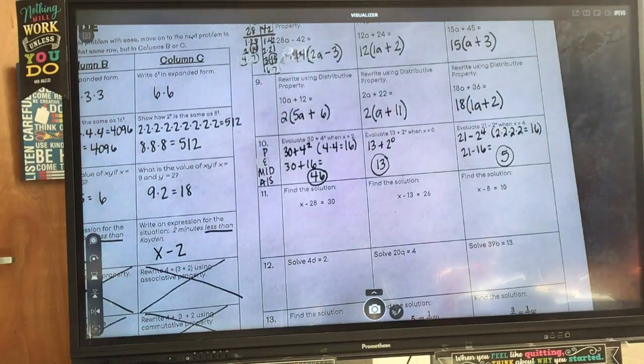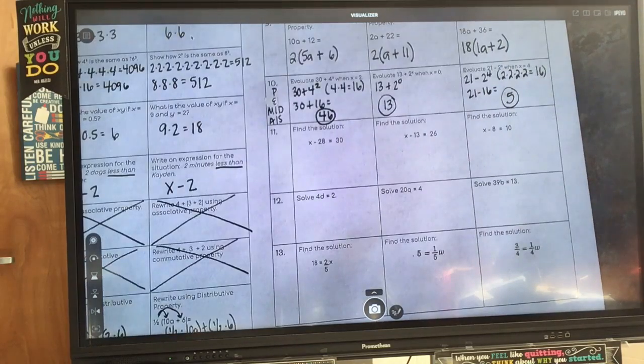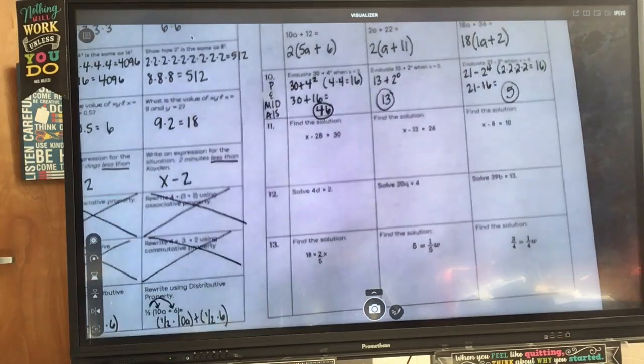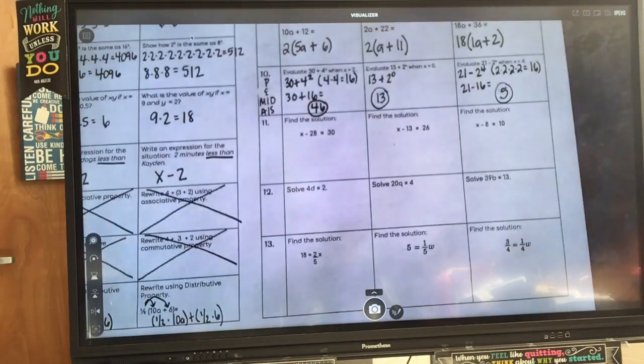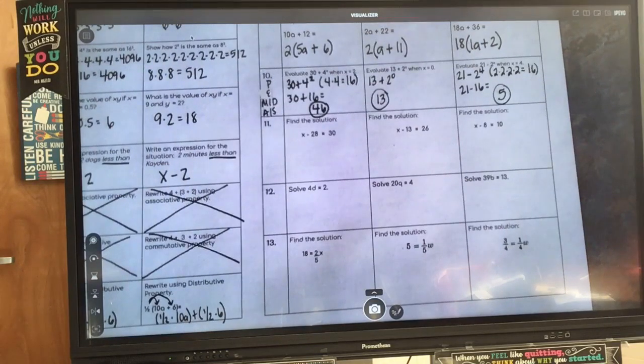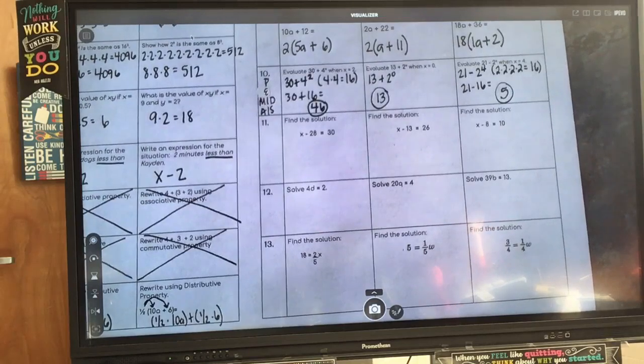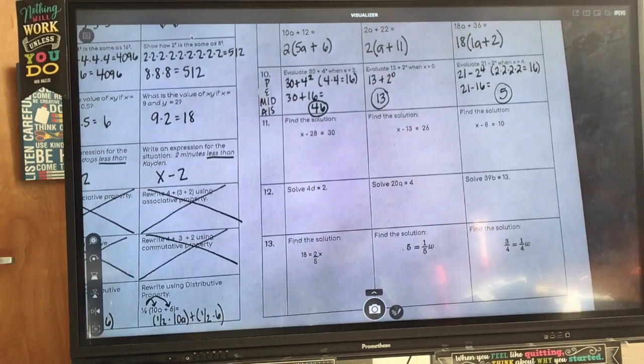All right. Now we're getting into solving equations. Some of these are very easy. The bottom 3 are not hard, but what makes them hard? What makes them hard? That they're fractions. All right, so raise your hand if you have done 11, 12, and 13.